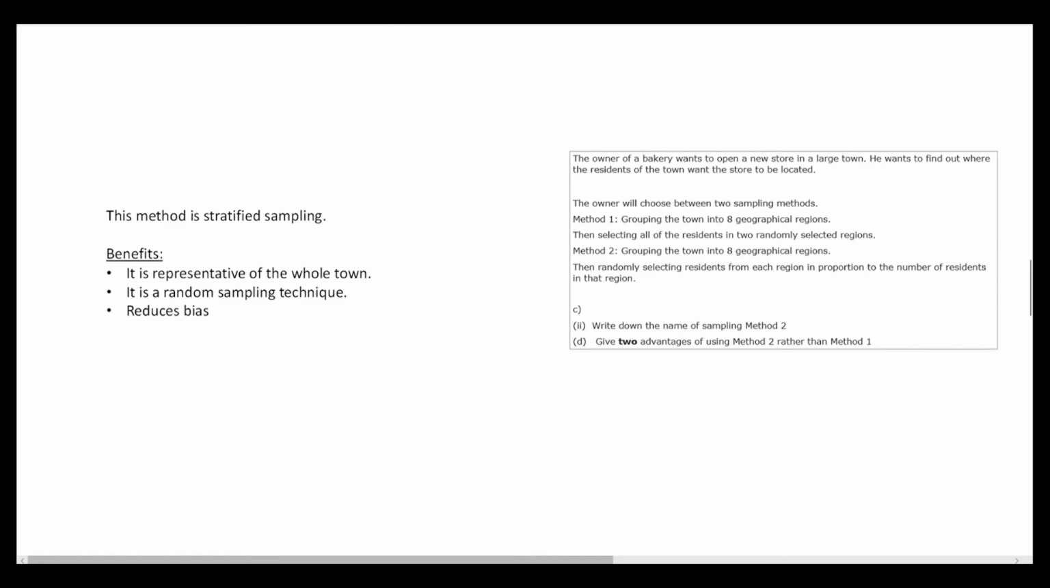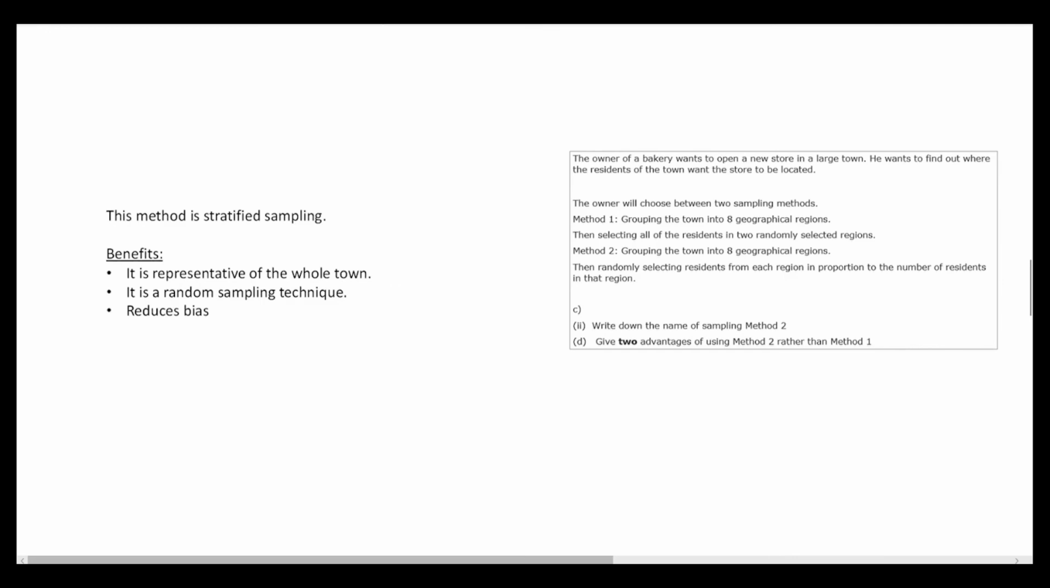Additionally, stratified sampling is a random sampling technique, whereas what was described in method 1 is not random. I'm talking about random as in every person gets an opportunity to be part of the sample. In method 1, we immediately knew that nobody from West London was going to be involved.